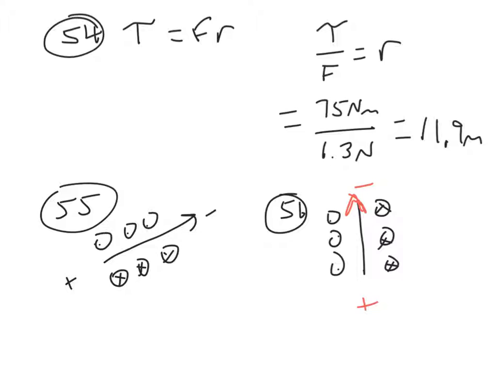55 asks what is the direction of the magnetic field? If you have an electric current running through a wire in this direction, you use the right hand rule. You get this as an answer.